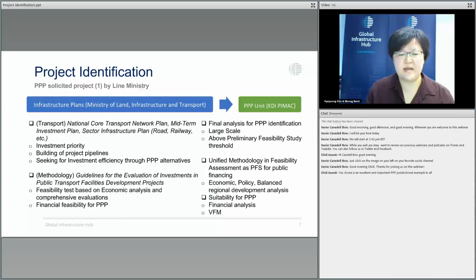So the KDI-PIMAC uses a unified methodology in feasibility assessment for public financing projects and PPP projects. So both public financing projects and PPP projects are subject to economic analysis, policy analysis, and balanced regional development analysis for feasibility assessment. And after the project is decided as feasible, then the project is subject to the suitability test for PPP.